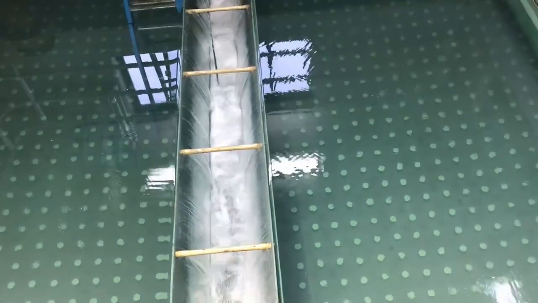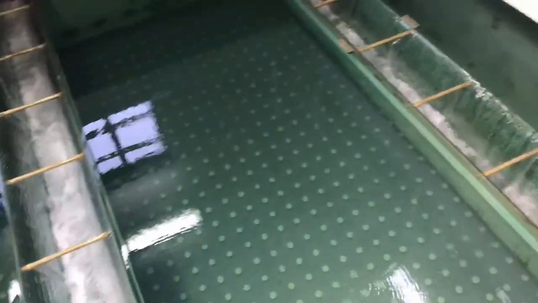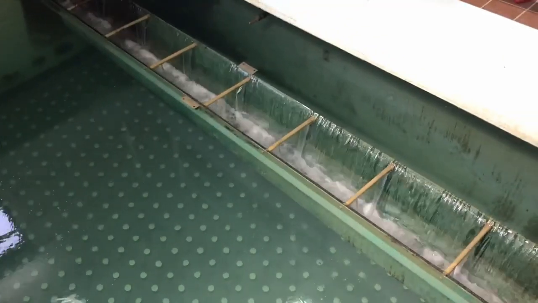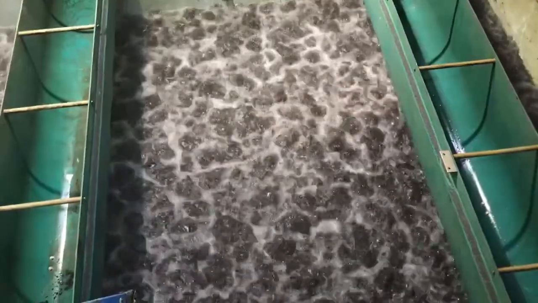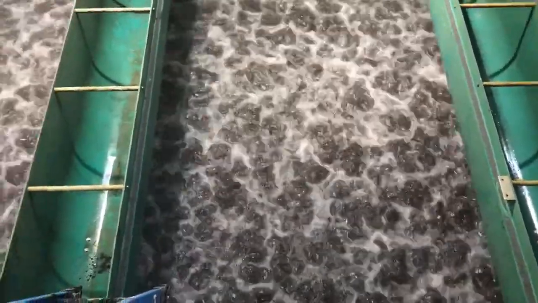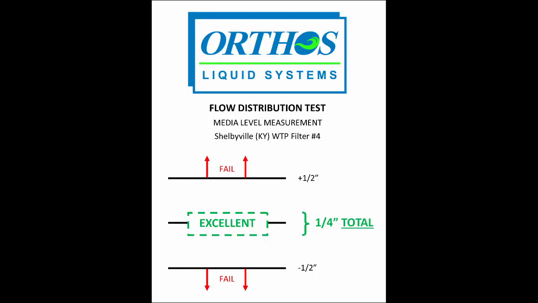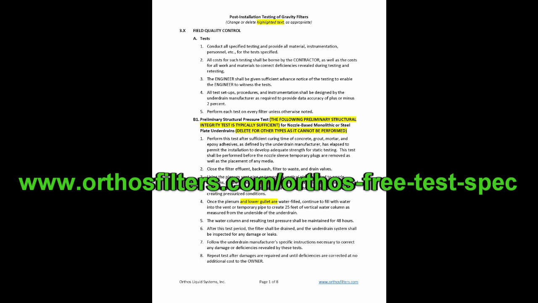In 21 years and 200 filter installations, Orthos has never once ever had a monolithic filter underdrain failure, and recent testing in an Orthos filter with a 12-inch plenum demonstrated flow distribution data points all within only 1/4 inch total. Be sure to download your free testing spec and include in your spec book to make your filter manufacturer prove that their system delivers resiliency, reliability, and repeatability just like Orthos.